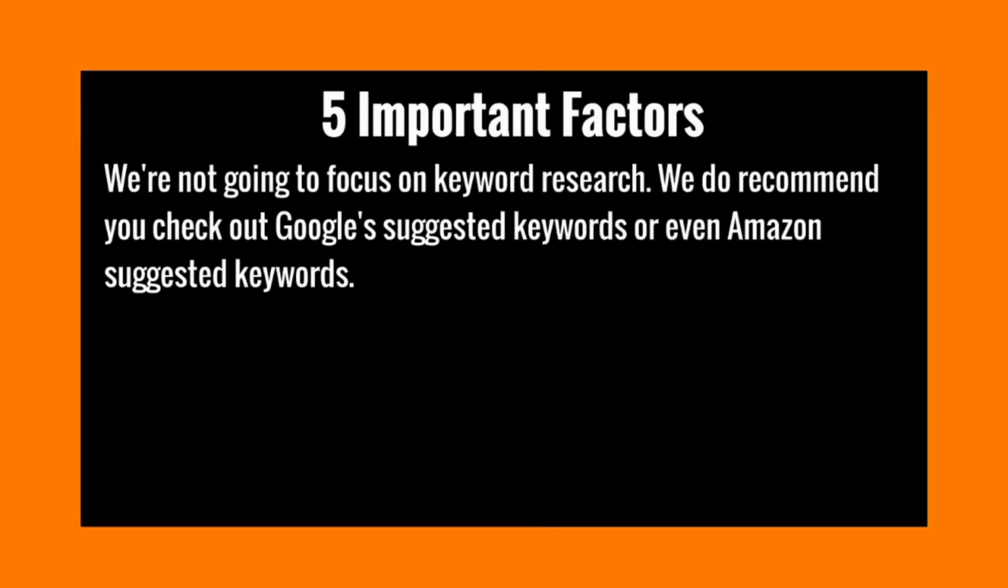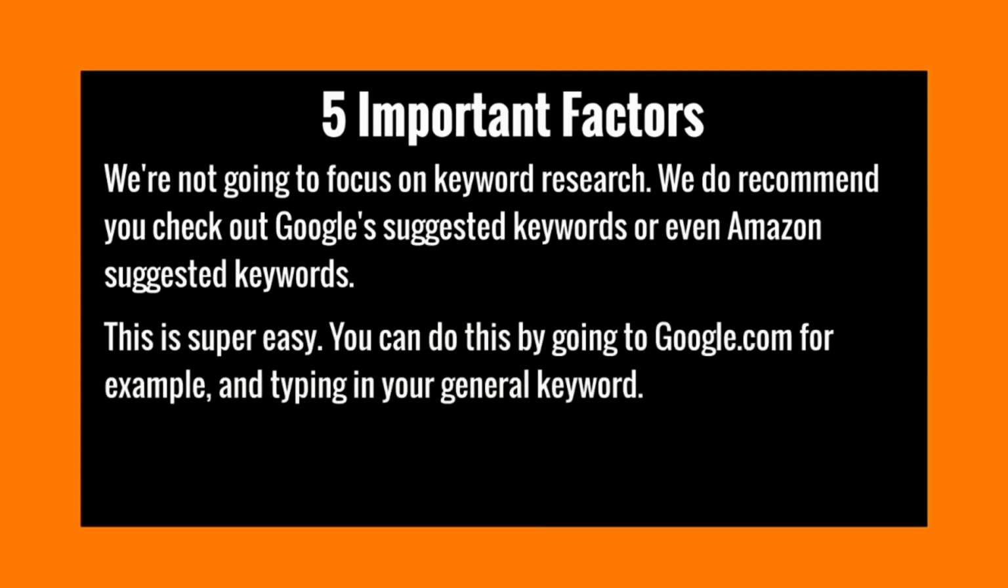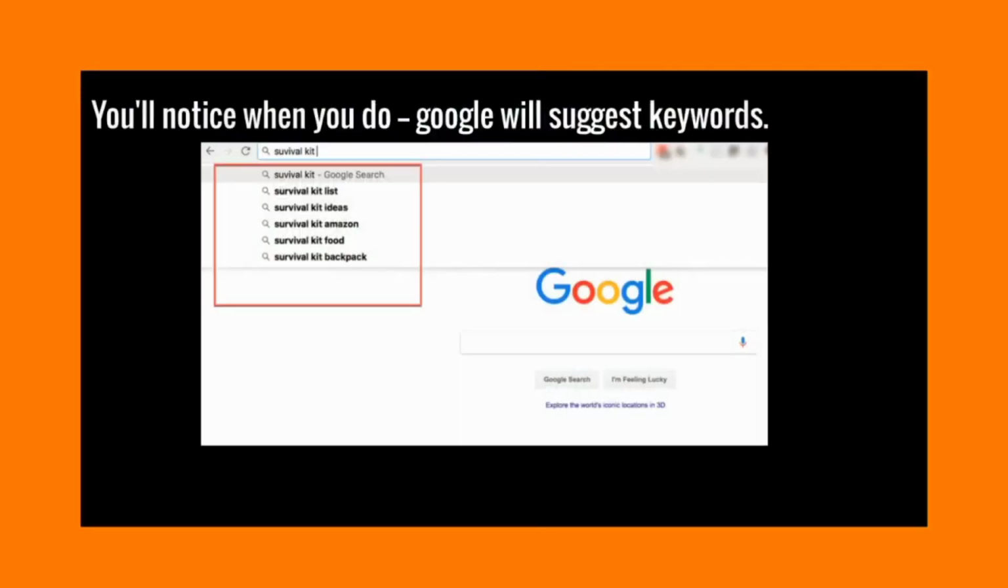Now, we're not going to focus, like I said, on keyword research, but we do recommend that you check out the suggested keywords. Now, what do I mean by that? Well, Google has what we call suggested keywords. Amazon.com also has a list of suggested keywords. Now, this is what happens, and this is super easy. You can literally find the main keyword and a list of specific keywords within a few seconds. So here's what I want you to do. You can do this by going to google.com, for example, and typing in a general keyword. So you'll notice that when you do, Google will suggest keywords.